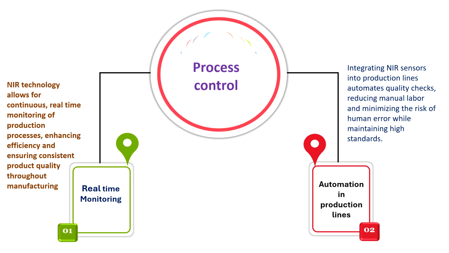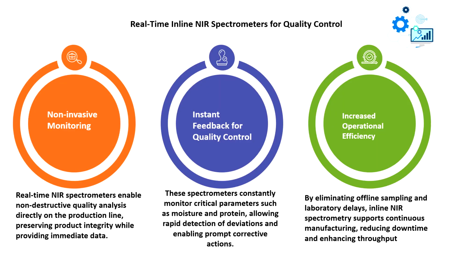Here we have two applications, real-time monitoring and automation in production lines. Real-time monitoring. NIR technology allows for continuous real-time monitoring of production processes, enhancing efficiency and ensuring consistent product quality throughout manufacturing. With regard to automation in production lines, it integrates NIR sensors into production lines and brings about automated quality checks, reducing manual labor and minimizing the risk of human error while maintaining high standards.